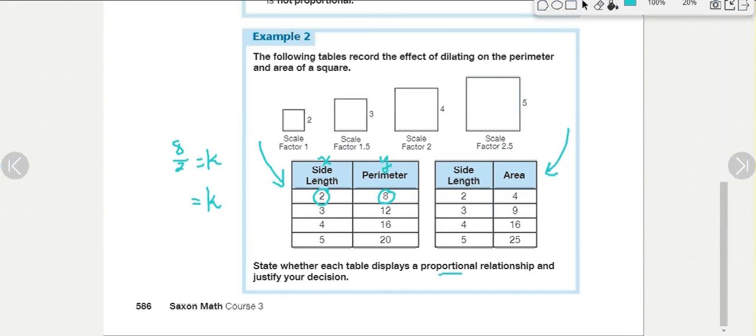Remember how we rearranged the direct variation equation? We want to do that one more time. Y divided by x. In both cases, the k constant is 4, and it's going to be all the way through here. Times 4, times 4. The constant is 4, so yes, it is proportional.